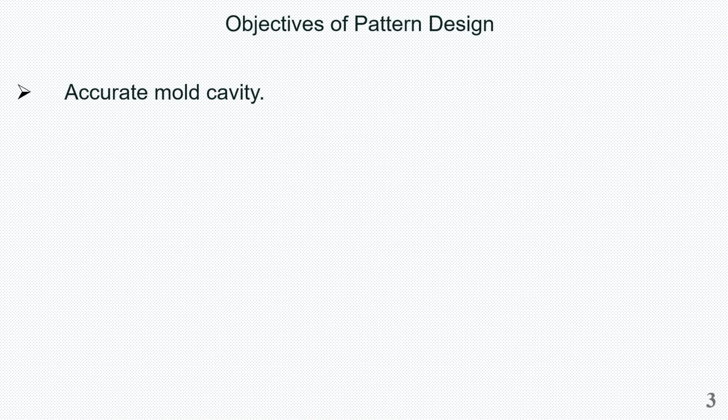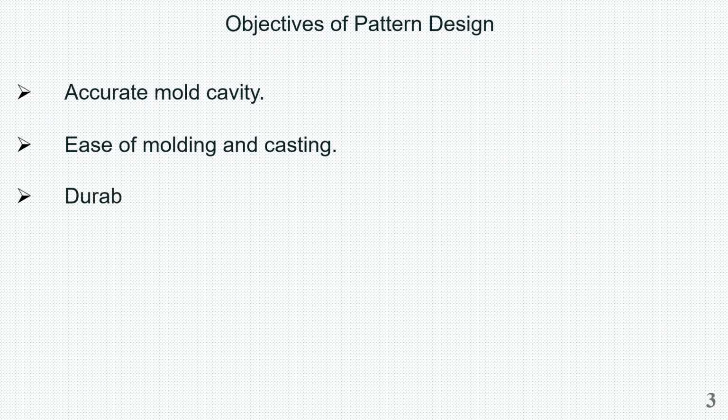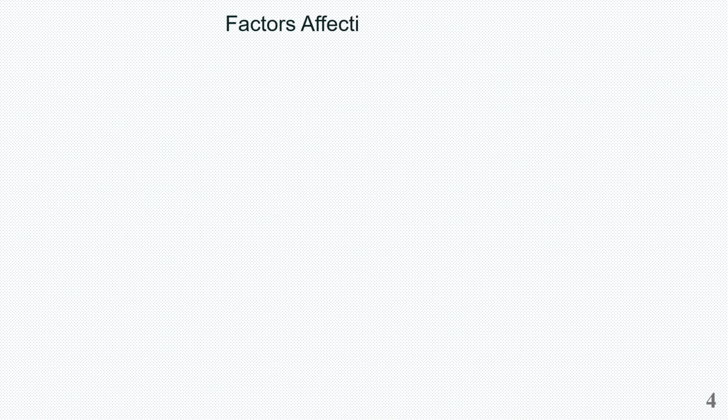So what are the main objectives of pattern design? The main objectives of pattern design are an accurate mold cavity, ease of molding and casting, durability, and reusability. So these are the main objectives.